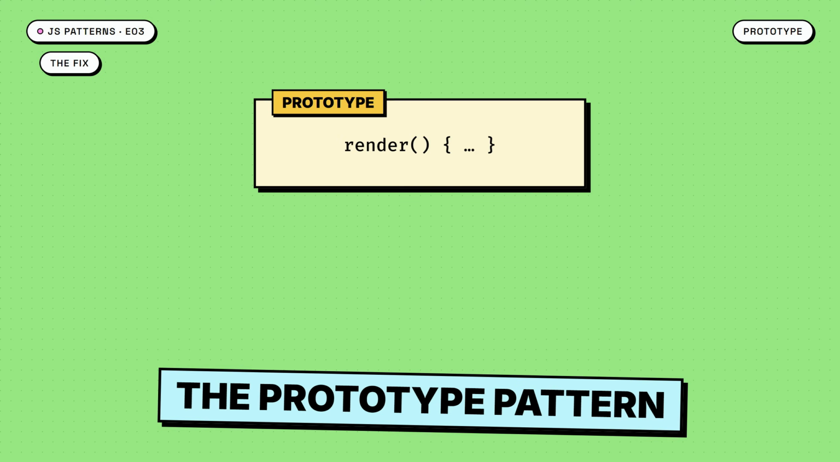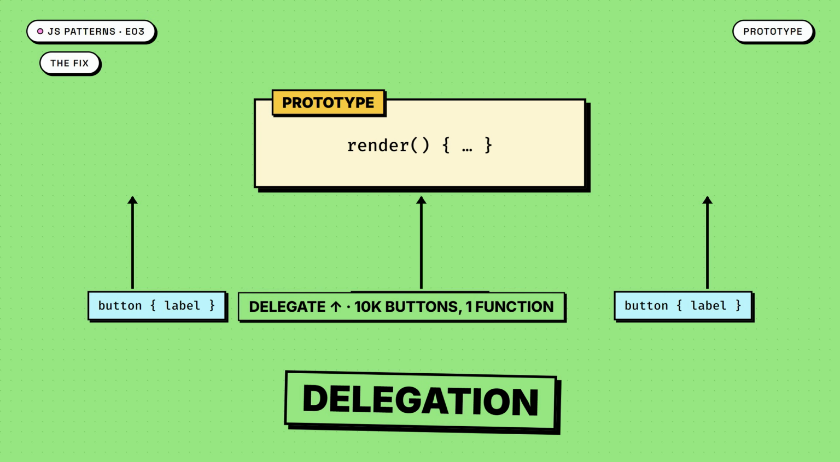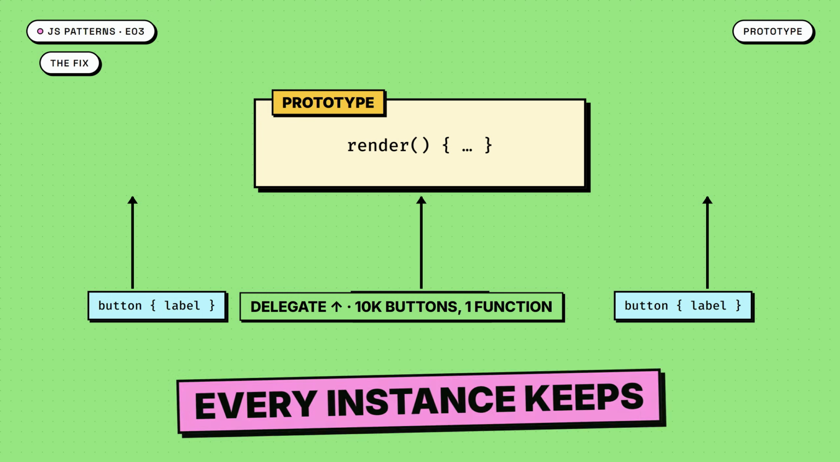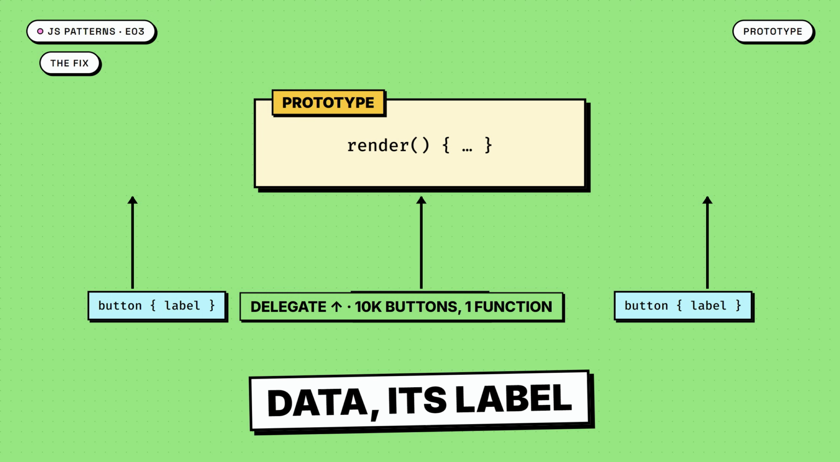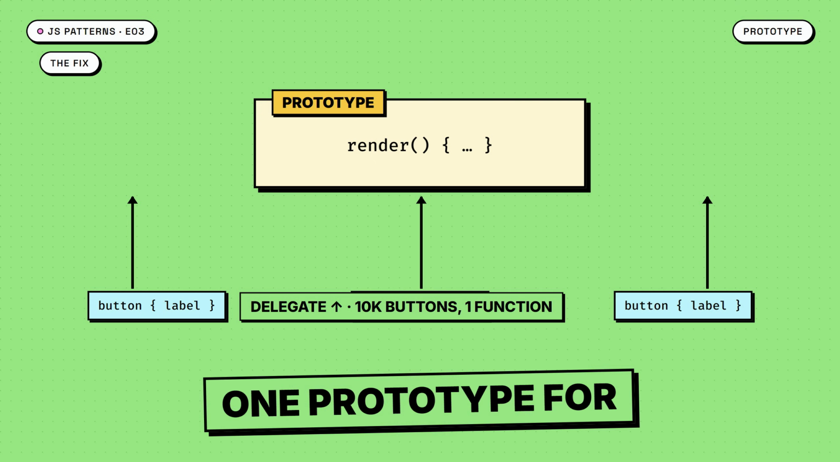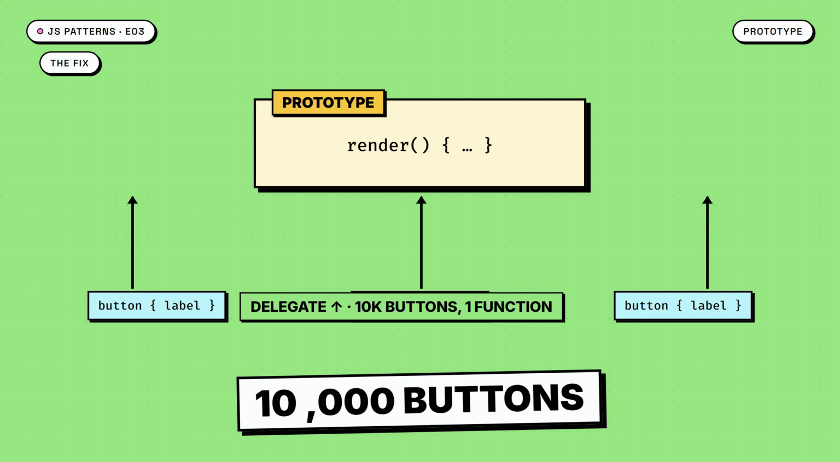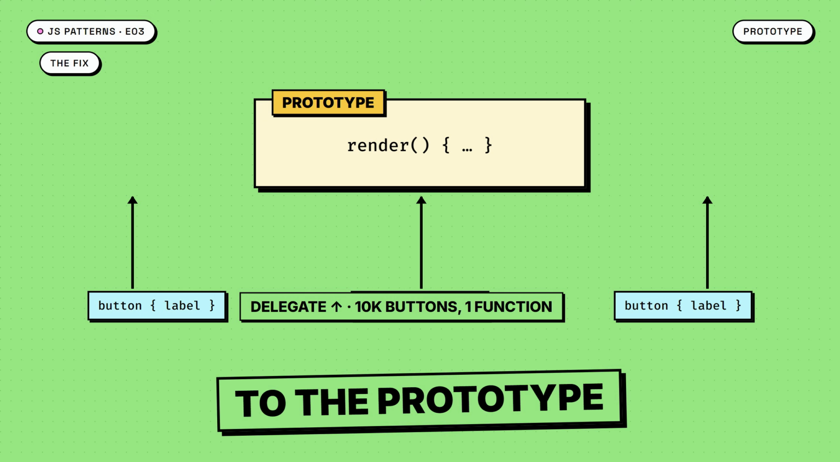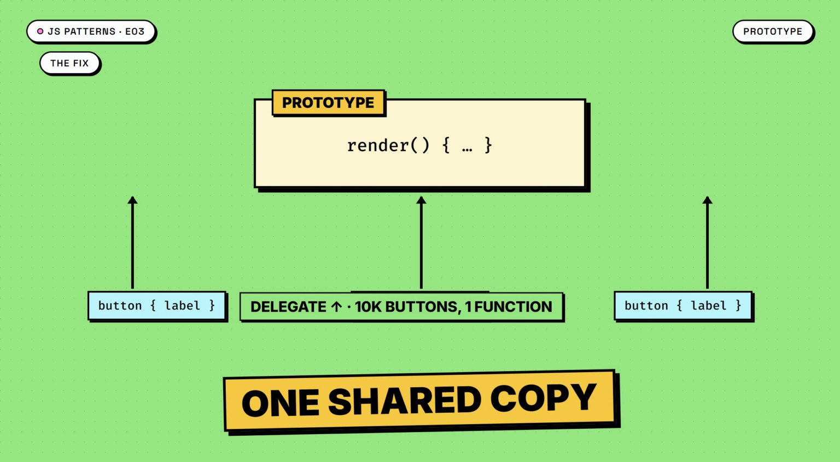The prototype pattern solves this with delegation. You put the shared method once, on a single prototype object. Every instance keeps only its own data, its label, its theme, and quietly delegates up to that one prototype for behavior. 10,000 buttons, one render function. Ask a button to render, and JavaScript falls through the chain to the prototype and runs the one shared copy.